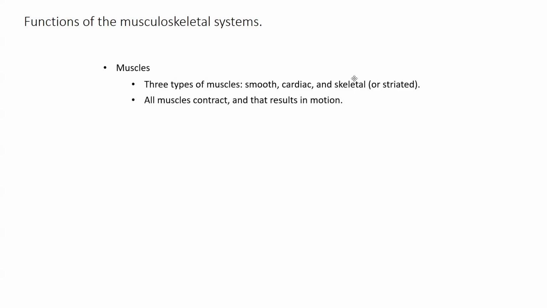Regardless of the kind of muscle, all muscles get shorter, they contract, and that contraction results in some form of motion. For example, the smooth muscle of the digestive tract, when it contracts, moves food through the digestive tract. When the heart contracts, it moves blood through the circulatory system. For striated muscles, when they contract, they move bones, and that results in the movement of the bones or the whole body. As far as the skeleton goes, it's got a lot of jobs.